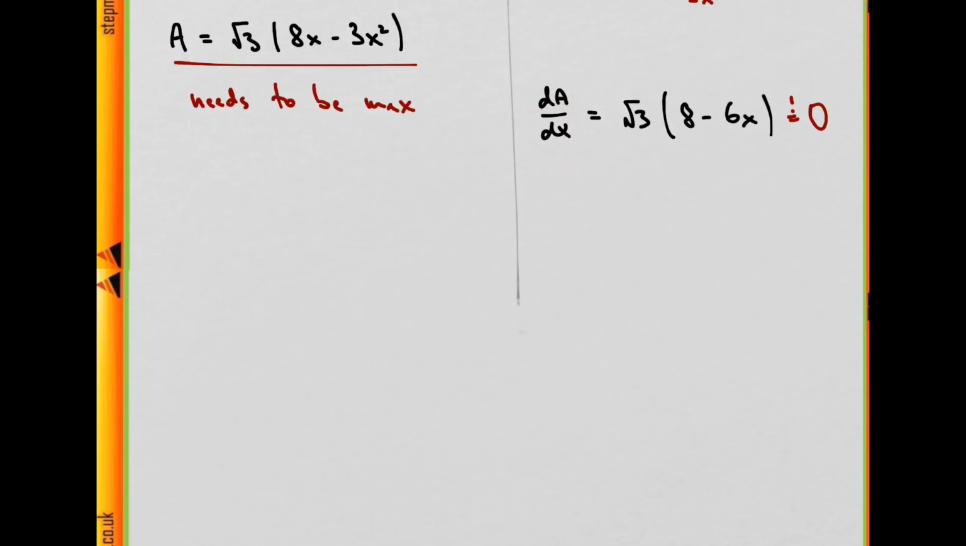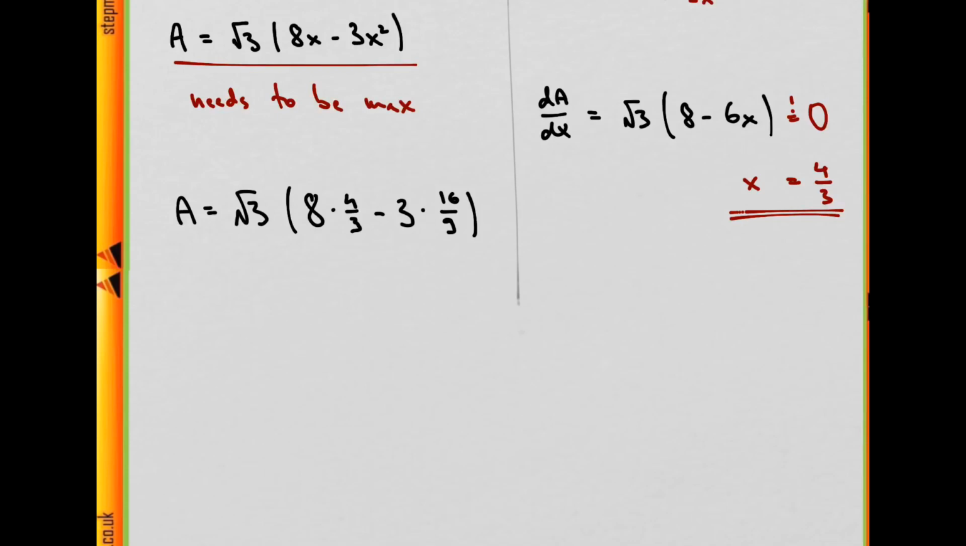dA by dx is √3, that's just a constant that stays. 8x differentiates to just 8, and 3x squared to 6x. And that needs to be 0. And the only such solution is 4/3.